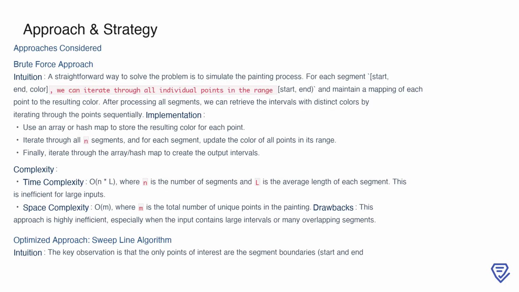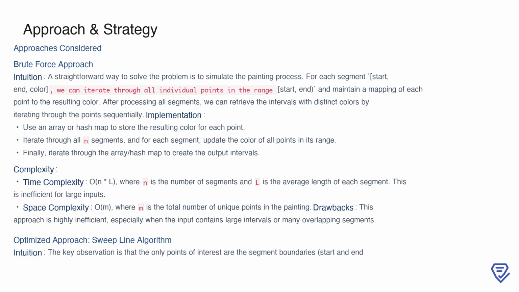The intuition behind this method is to simulate the painting process directly. For each segment, we iterate through all the points in its range, assigning the specified color to each point. Once all segments are processed, we can identify the colored intervals by traversing the points sequentially.